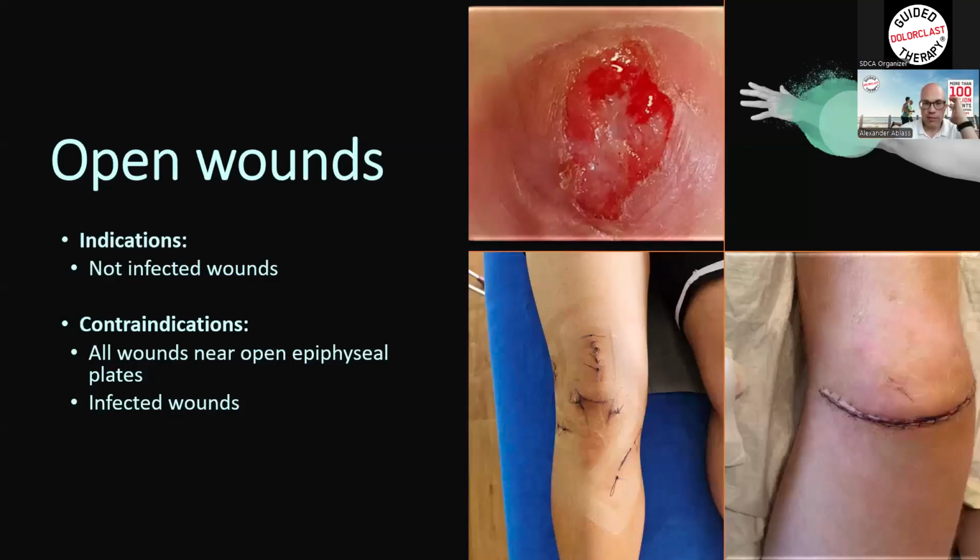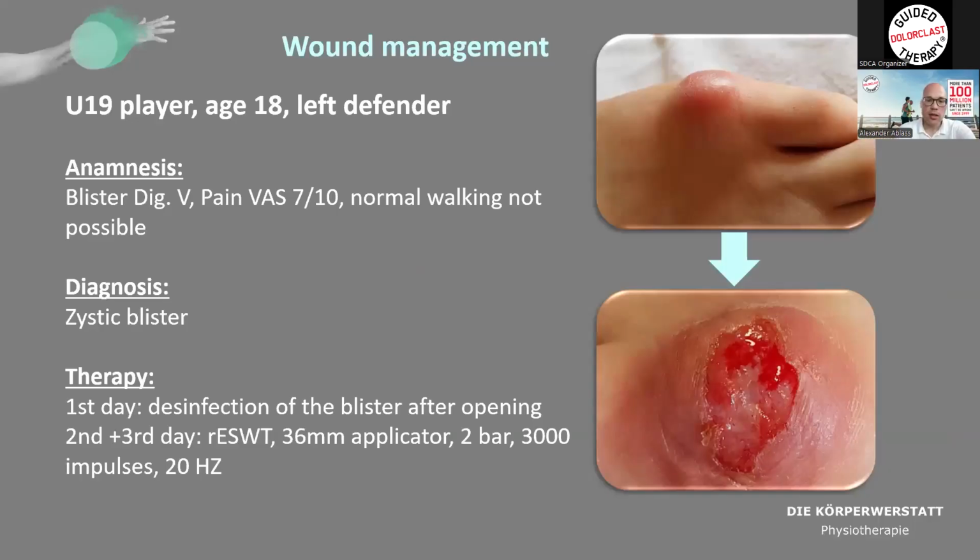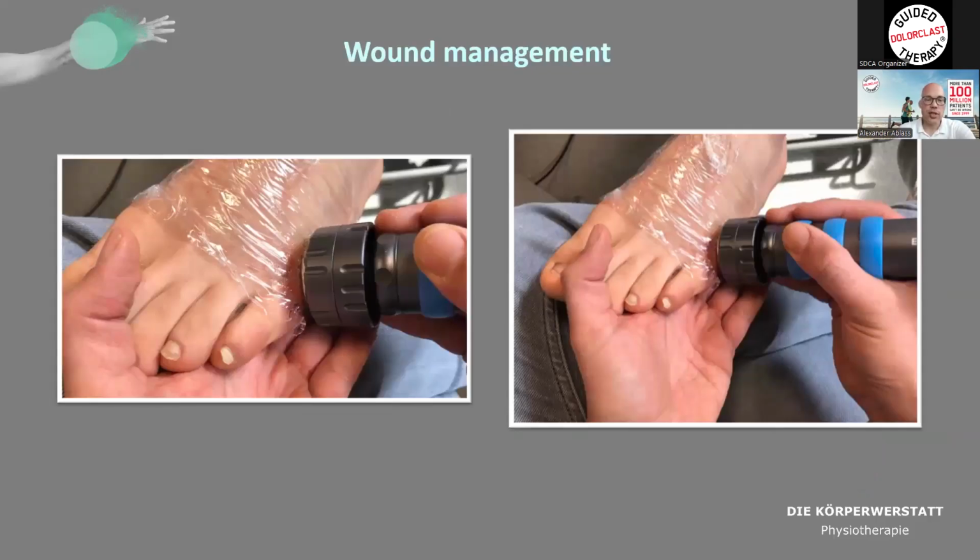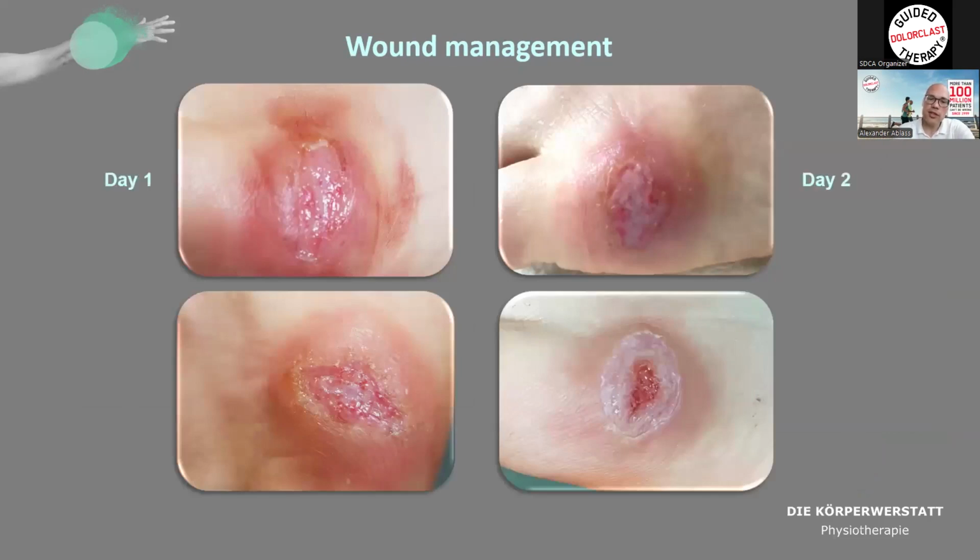Open wounds, Taylor's toe. Using plastic foil around the wound, some disinfection fluid underneath, and gel over the plastic foil, applying the shockwave. And you can see a nice improvement, nice healing of the wound.